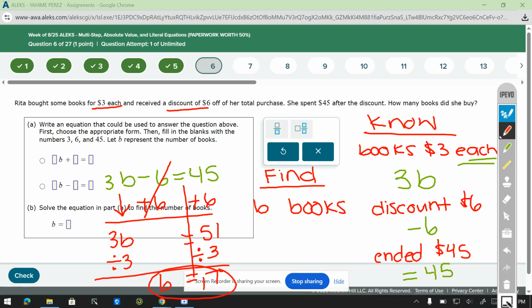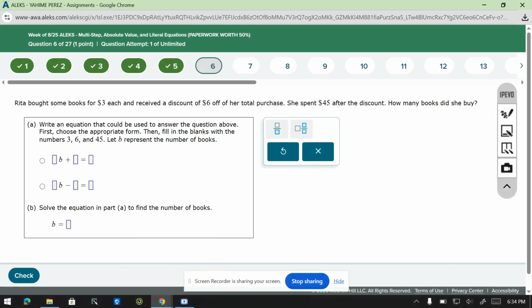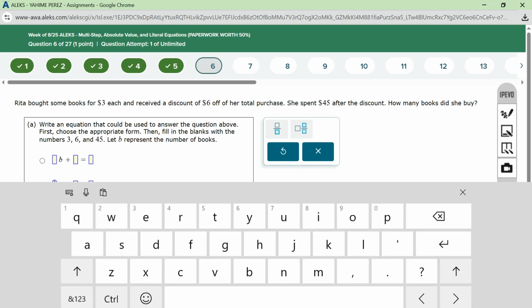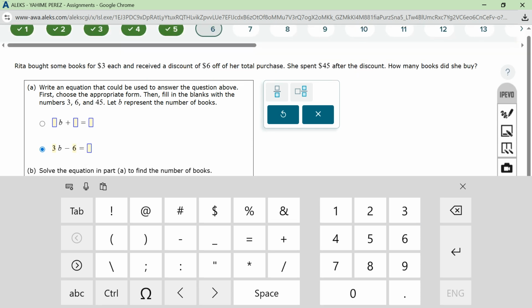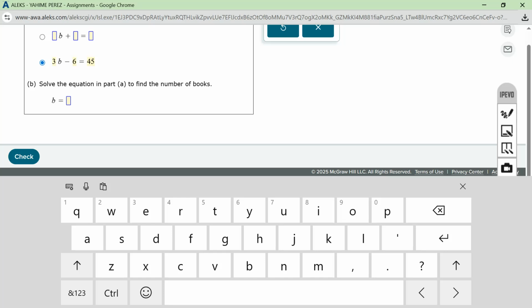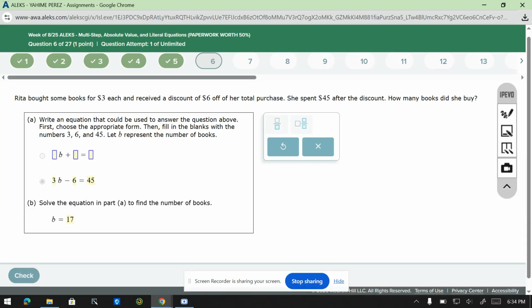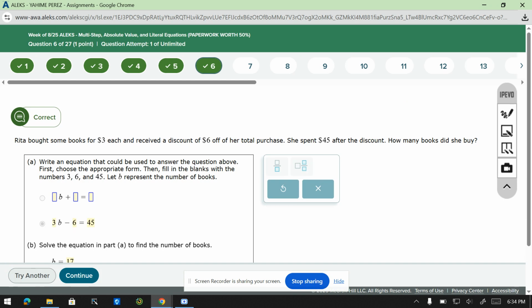So now we know b is how many books she bought. So she bought 17 books. I'm just going to write that here. 3b minus 6 was $45, and she bought 17 books in all. And of course, we could take 17 and substitute it for b, and then just verify that 3 times 17 minus 6 is 45, which it is.